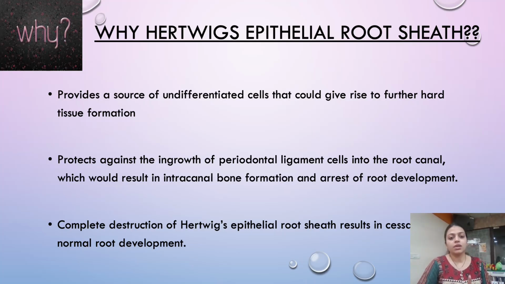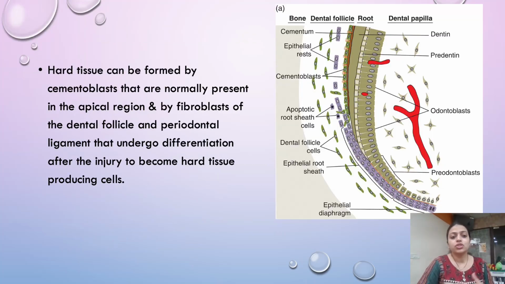So normal root development cannot take place, but still there are certain types of cells which can cause hard tissue formation. Once the sheath has been completely damaged, there is no further differentiation of the odontoblast, but this does not mean that there is an end to deposition of the hard tissue in the apical region. Hard tissue can be formed by other cells like cementoblasts, which are normally present in the apical region, and also by fibroblasts of the dental follicle and periodontal ligament, which undergo differentiation after injury to become hard tissue producing cells.